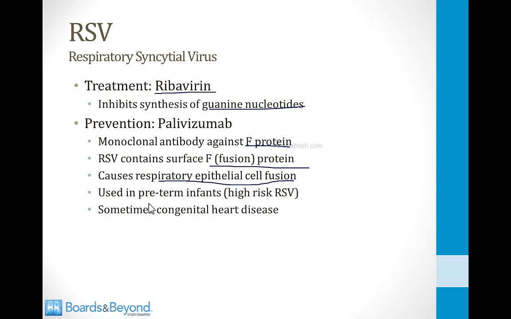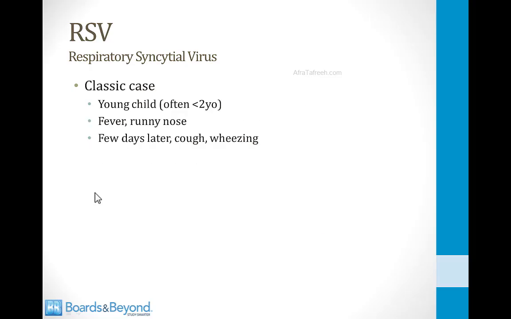This is sometimes used in preterm infants who are at very high risk for RSV, sometimes also given to children with congenital heart disease who could have a life-threatening infection if they get RSV. So the classic case to recognize for your boards is a young child, usually under 2 years old, who has fever and a runny nose, and then a few days later gets cough and wheezing. This may be a case of RSV.